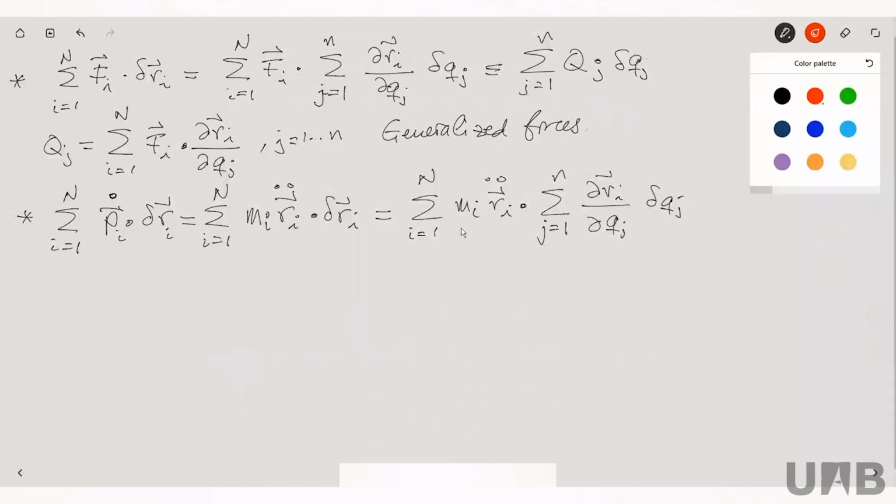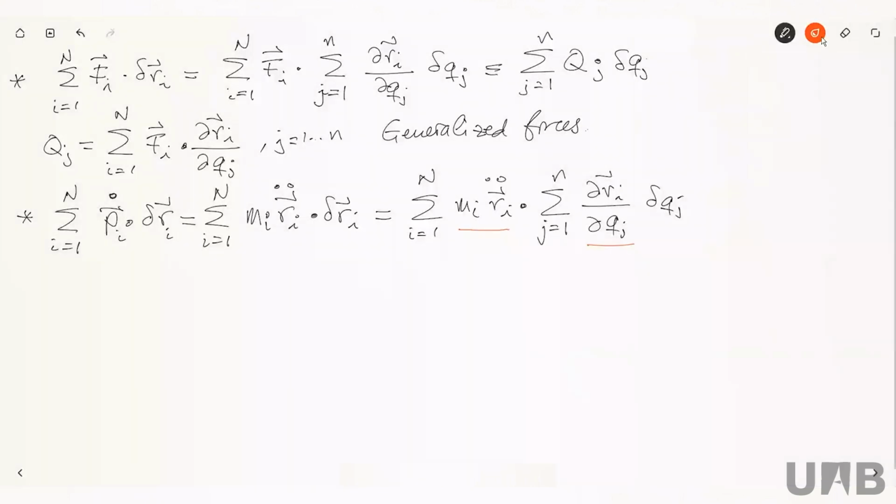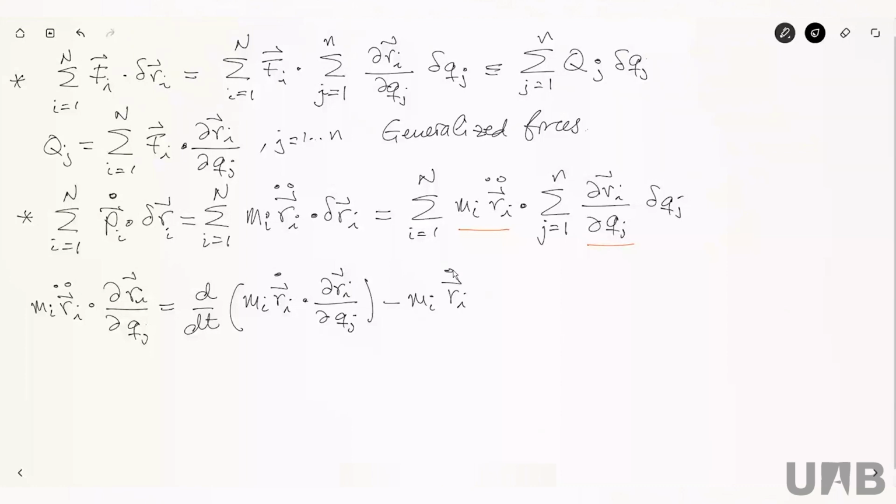Now, let us look at this part. I'm going to underline it in red. So we look at this part and we compute this term all by itself times the derivative of ri with respect to qj. Now, because in R I have two derivatives, I can write it as a derivative of the whole thing times the derivative of ri with respect to qj, minus the derivative acting on the other term, d/dt of the derivative of ri with respect to qj.